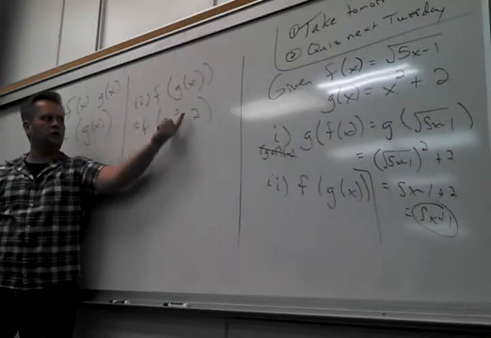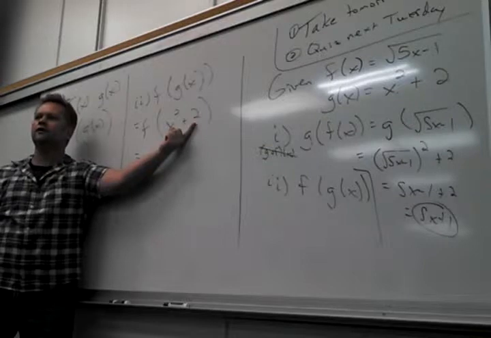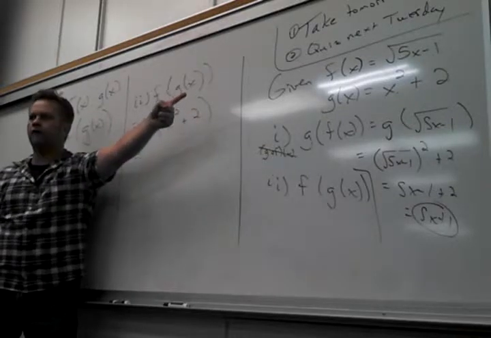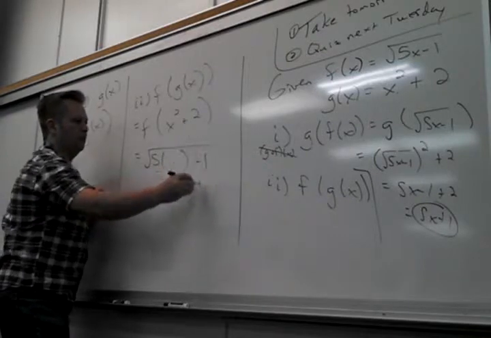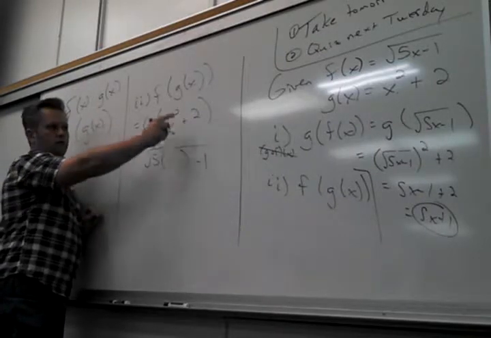Whatever this is, put it in. So you write for yourself what that is, and then you go throw it into f. So f looks like square root of 5 times something minus 1. And what's the something? X squared plus 2. That. Good.